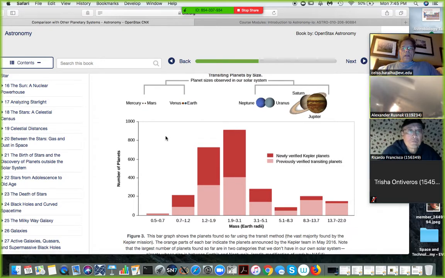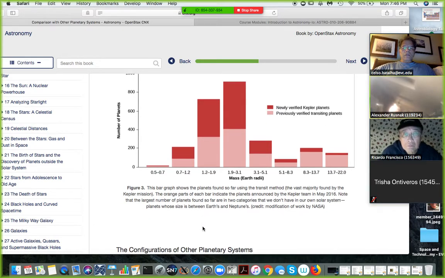Now, a bit of statistics on exoplanets. It is found, based on statistics alone, that most of the exoplanets out there are of Earth size. If you look over here, in fact, it's more between Earth size and what's called super Earth. It's about 2 to 3 Earth radii.